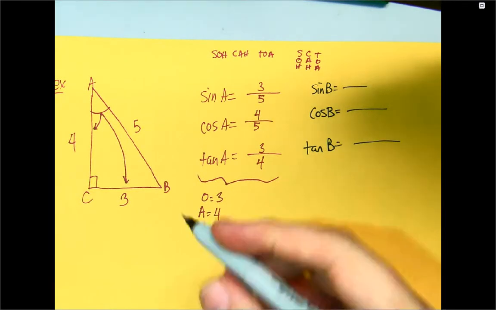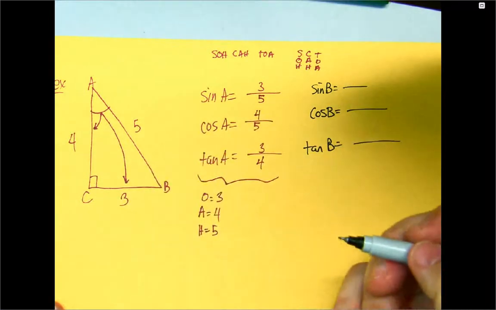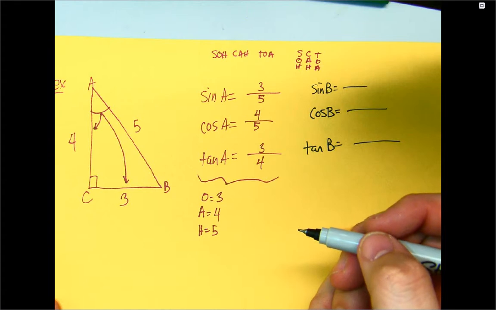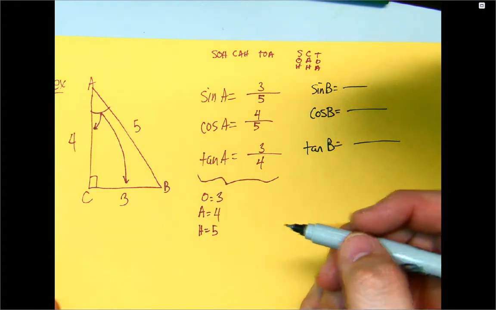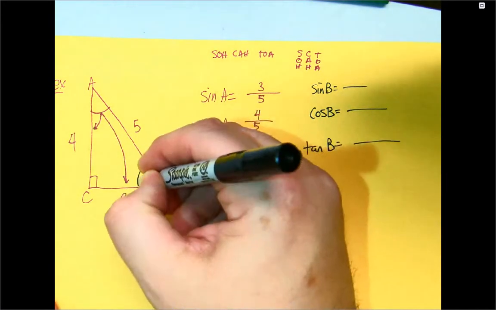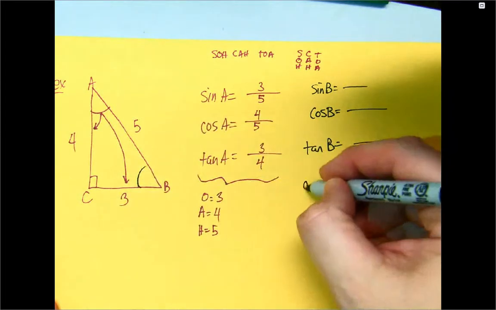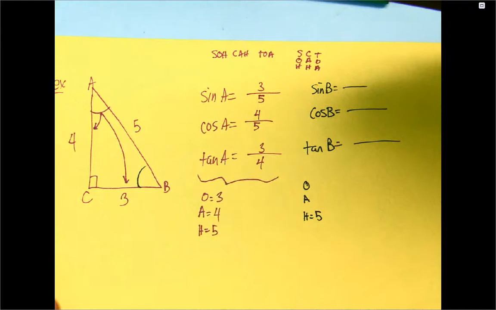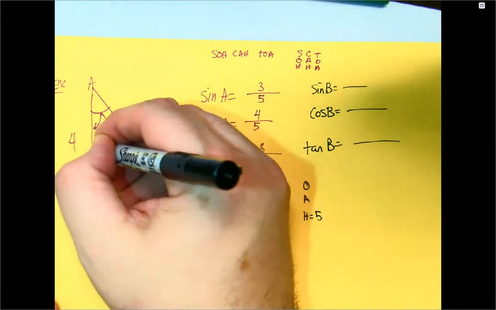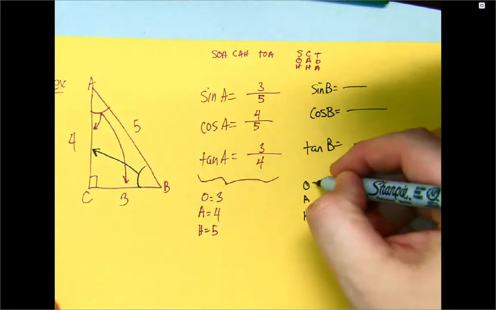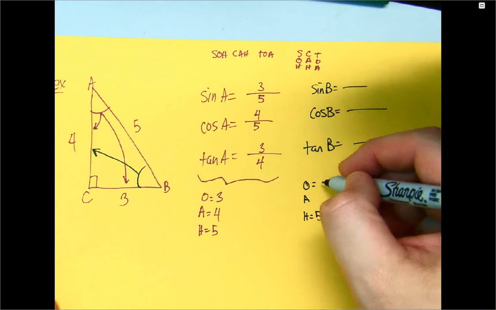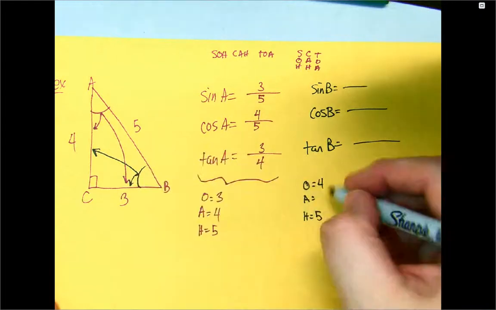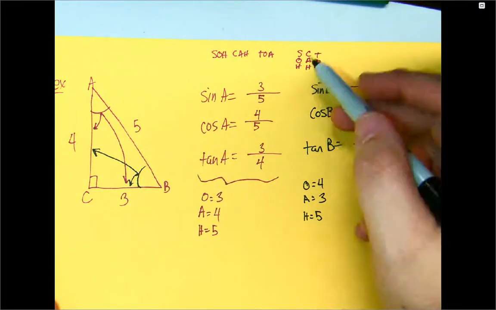In every triangle, there are 2 sets of acute angles that we can figure out sine, cosine, tangent for. The second one is here. Well, we already established the hypotenuse. That one doesn't change. But what's the opposite side? For B, for angle B, what's the opposite side? 4. What's the adjacent side? 3. So the sine is still opposite over hypotenuse.